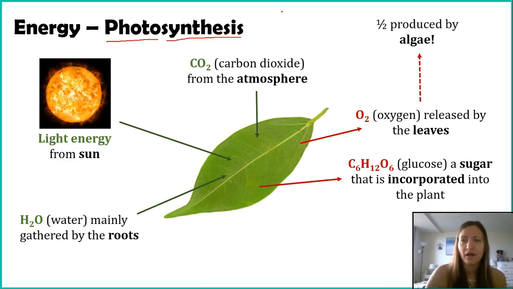Now, as I mentioned on a previous slide, don't forget about algae. Remember, algae are our plants in the water. If we look at all the oxygen that exists on Earth, about half of that oxygen is produced by algae. And so it's easy to think, oh, we've got these trees and these grasses and the tropics. Yeah, they do a lot of photosynthesis, but they're only doing about half.